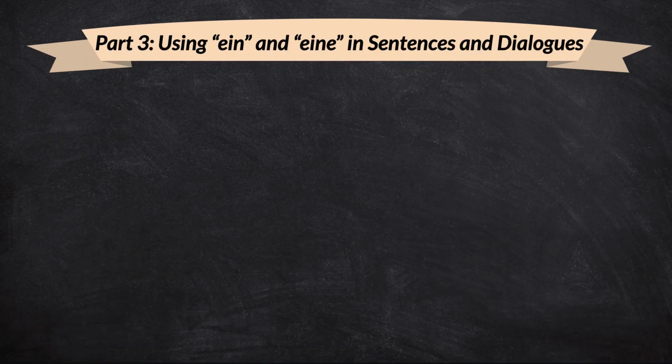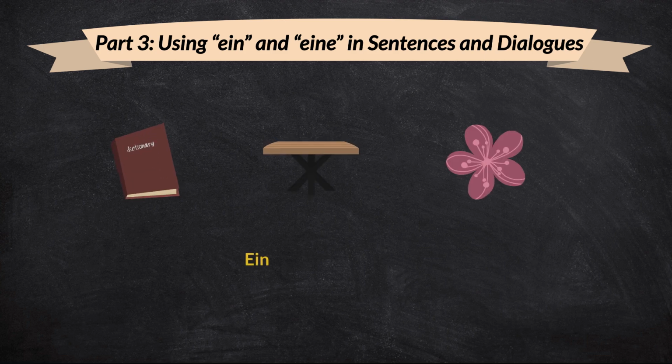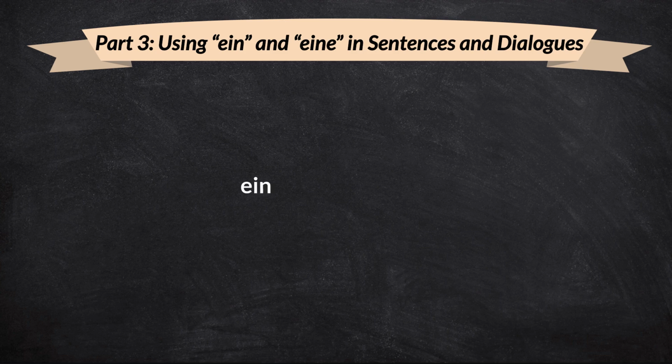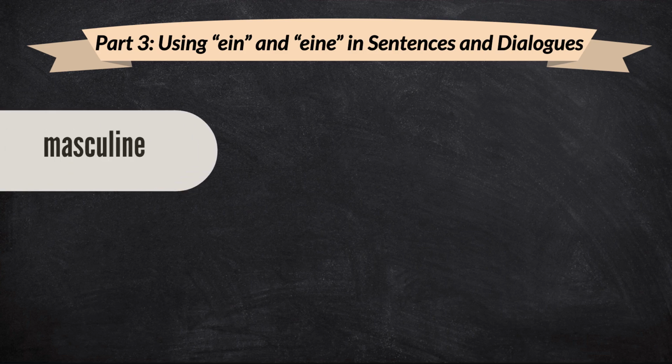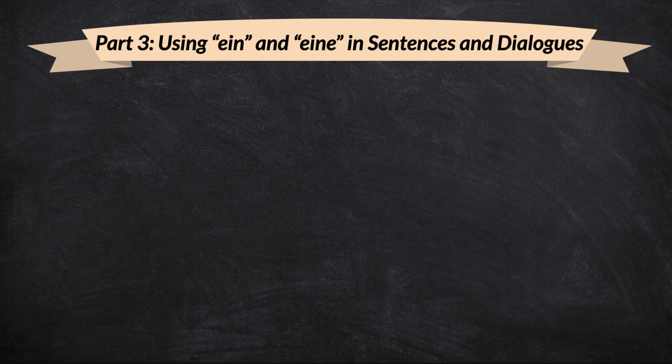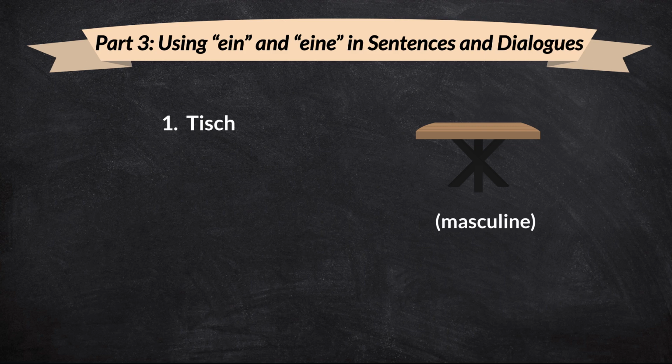Part 3. Using ein and eine in sentences and dialogues. Now let us look at how to use the words ein and eine in real German sentences. We use ein when the noun is masculine or neuter. Let us start with masculine. The word Tisch means table. It is a masculine noun, so we say das ist ein Tisch. That means this is a table.